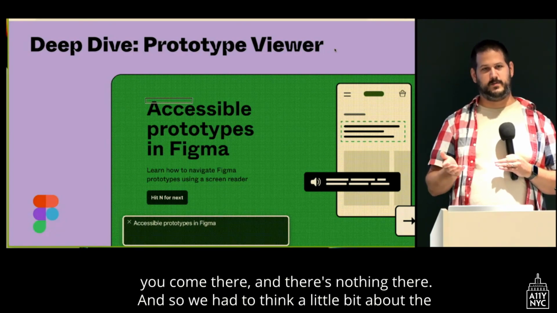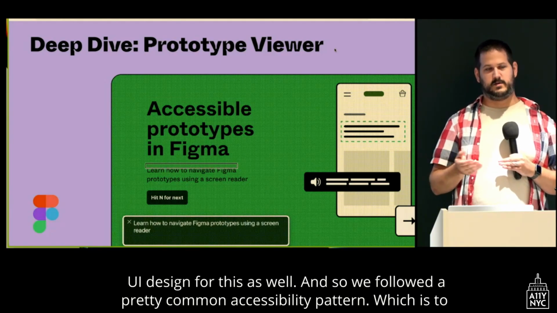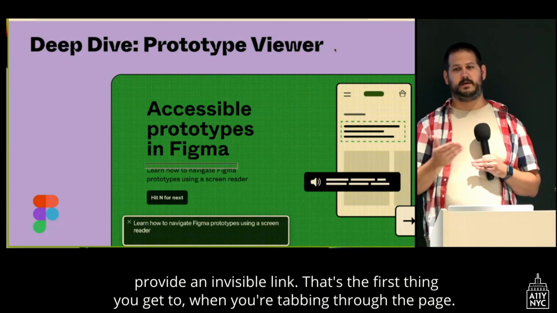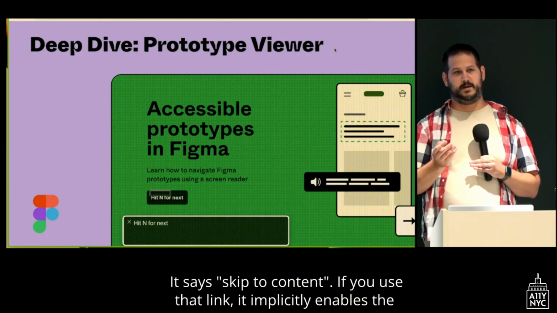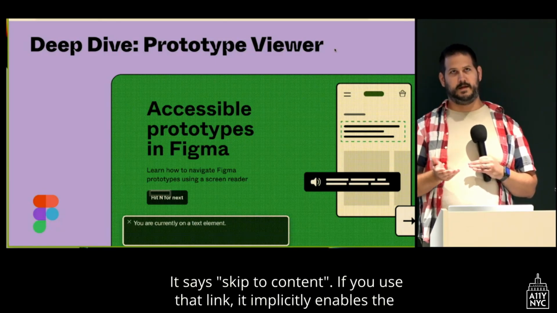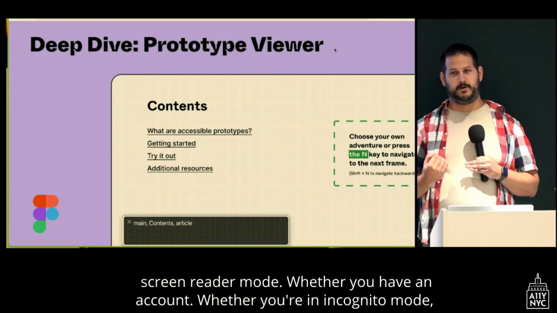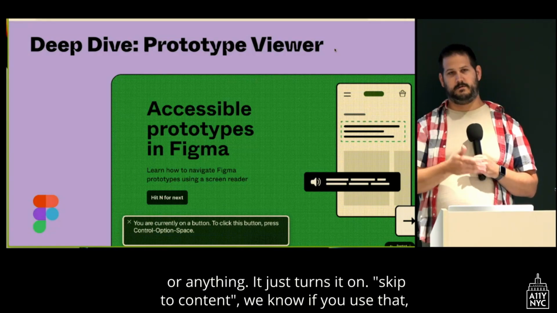And so we had to think a little bit about the UI design for this as well. We followed a pretty common accessibility pattern, which is to provide an invisible link. That's the first thing that you get to when you're tabbing through the page. It says skip to content. If you use that link, it implicitly enables the screen reader mode. Whether you have an account, whether you're in incognito mode or anything, it just turns it on.